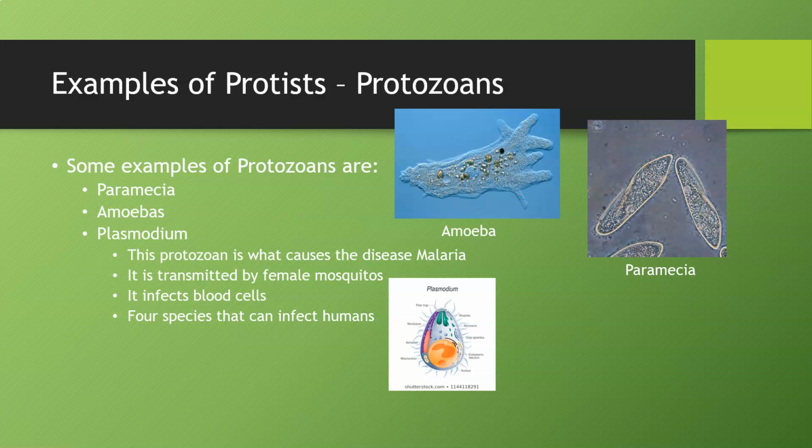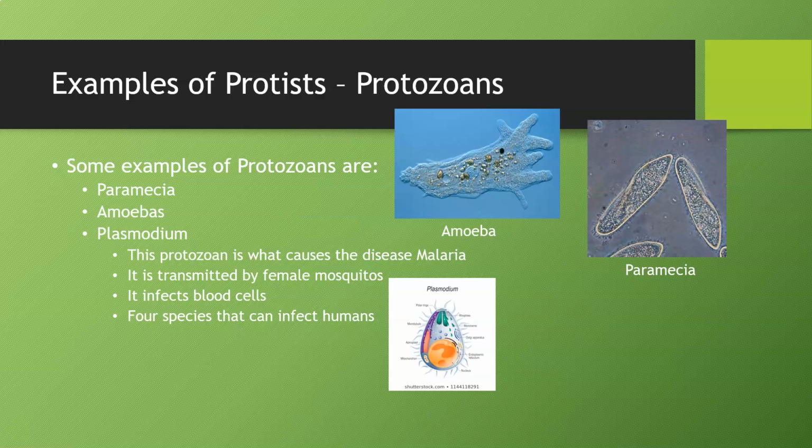There are four species of Plasmodium that are able to infect humans and cause malaria, also known as yellow fever. Malaria is often common in tropical areas, so places in South America and Africa that have rainforests and are near the equator. The temperatures and humid conditions there are ideal for Plasmodium to exist.